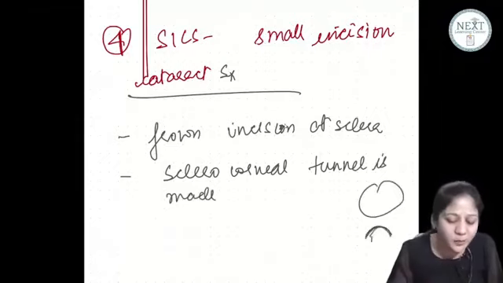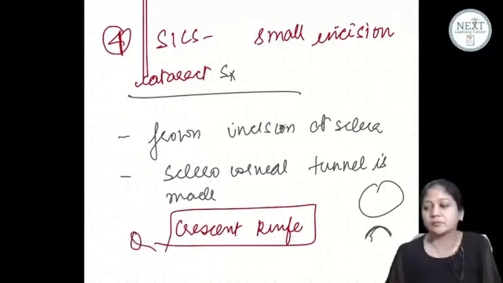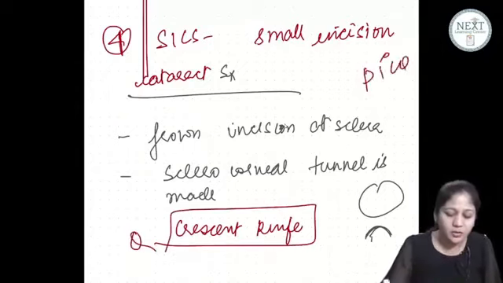और कौन से इंस्ट्रूमेंट से बनता है? This is important. The name of the instrument is a crescent knife. A crescent knife. Please write down. Crescent knife. ठीक है? And this is also a picture question.